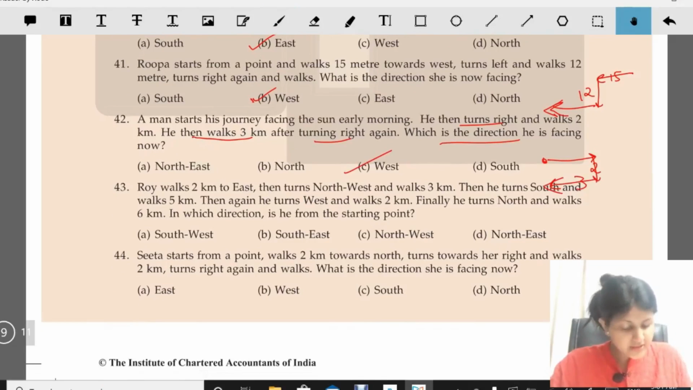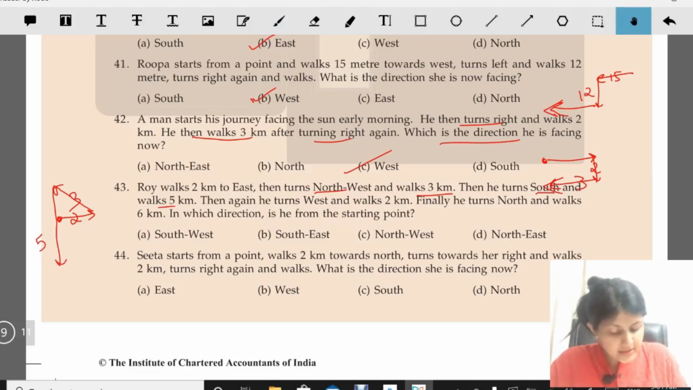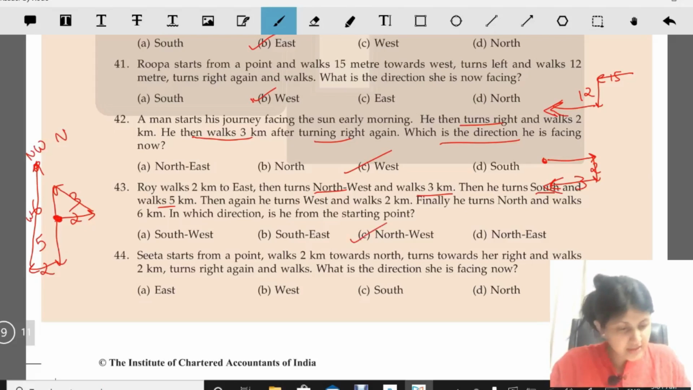43. Roy walks 2 kilometers to the east. Then turns northwest. North is here, west is here. So he is turning northwest and walks 3 kilometers. Then he turns south and walks 5 kilometers. Then again he turns west and walks 2 kilometers. Finally, he turns north and walks 6 kilometers. In which direction is he from the starting point? Starting point is here. He is here. This is north and this is west. So this is northwest. So he is in the northwest direction.